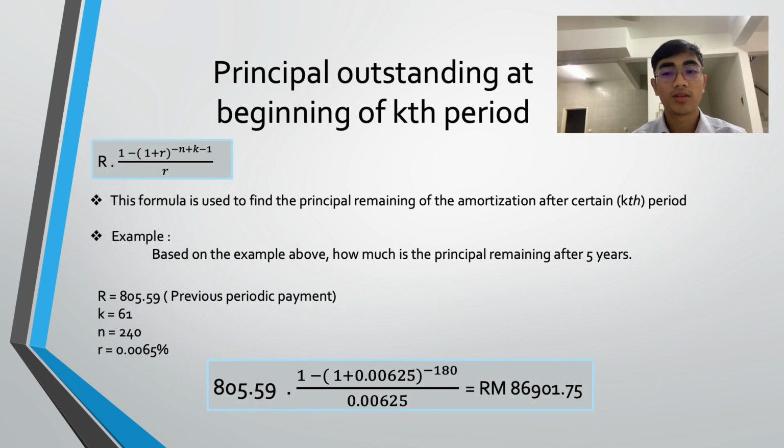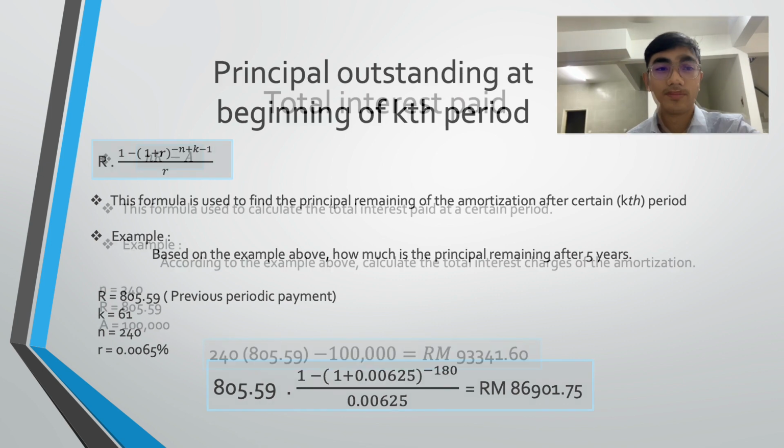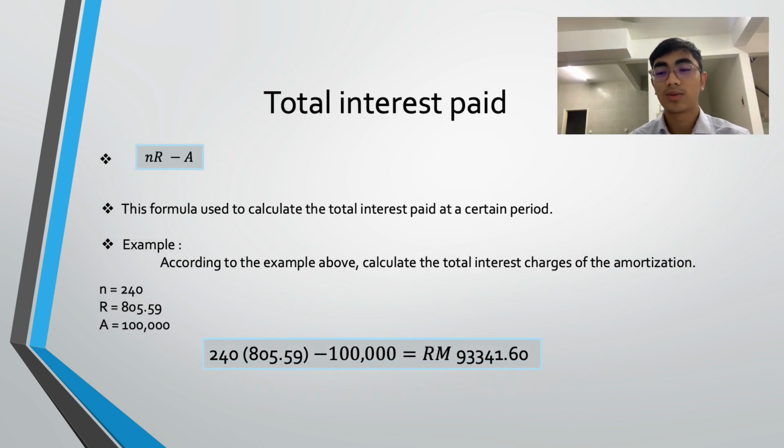Now let's look at the principal outstanding at the beginning of the terms period. Based on the previous example, we are going to see how much is the principal remaining after the 5 years. And then after determining the variables of the question, and putting them into the formula, the principal remaining after the 5 years, we got RM 86,901.75 from 100,000.